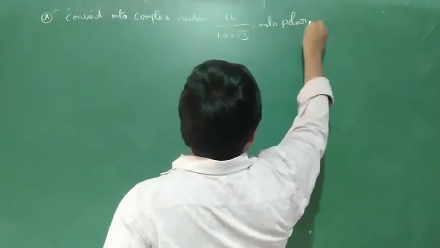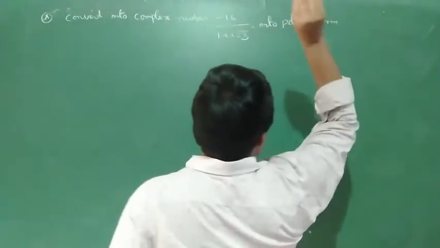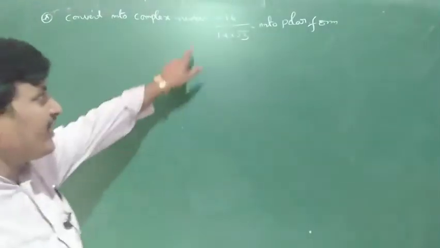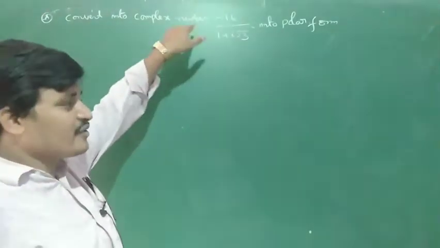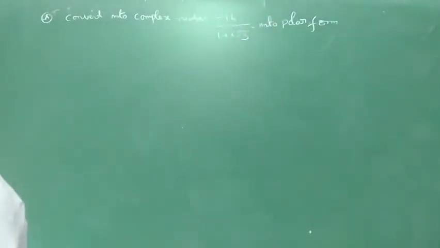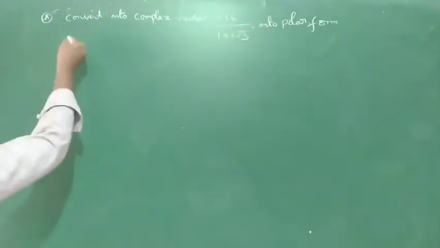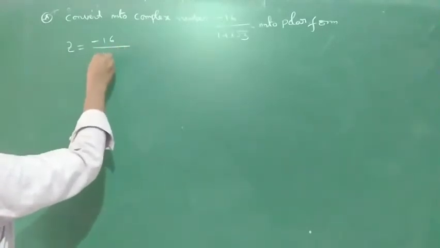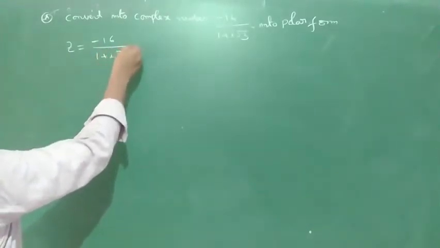This is the last and final explanation. If anyone was absent, listen carefully. First, polar form must be in the x plus iy form. So first convert into x plus iy form, and then to polar form. z is equal to minus 16 by 1 plus i root 3.